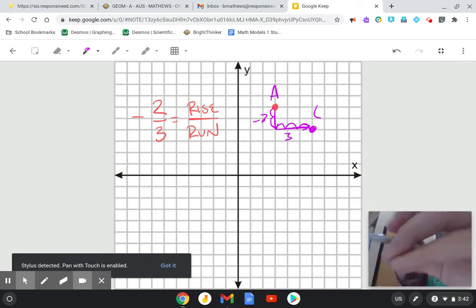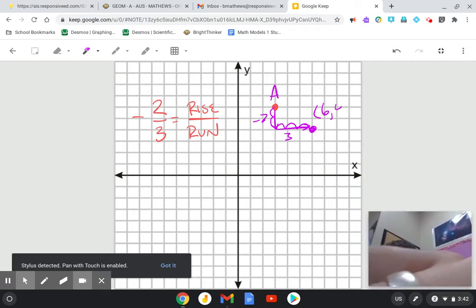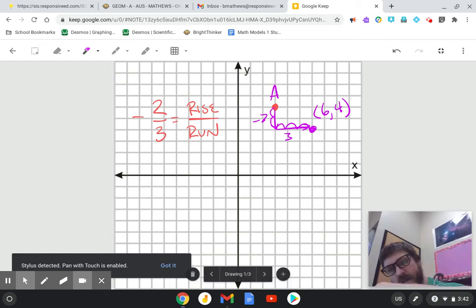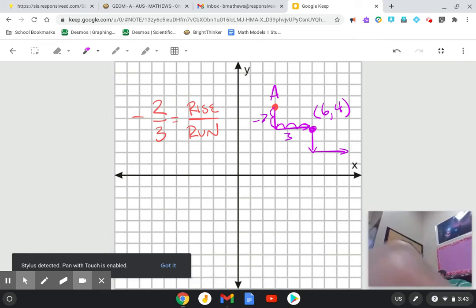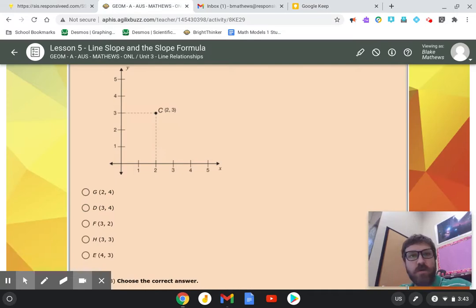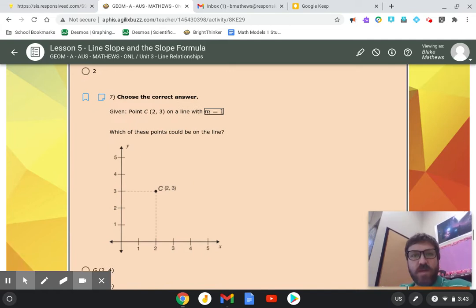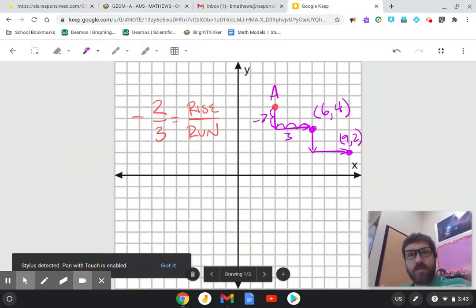And that point has a coordinate of 6, 4. I could go again, down 2 over 3. There's another point right there, and that's the point 9, 2. And you can see you can continue to do that over and over again. And then one of these points will be one of your answer choices here. So you need to take the slope they give you and do the same thing. Let me do another example.